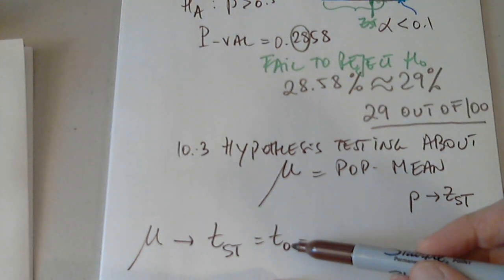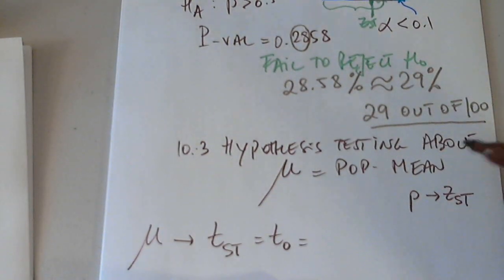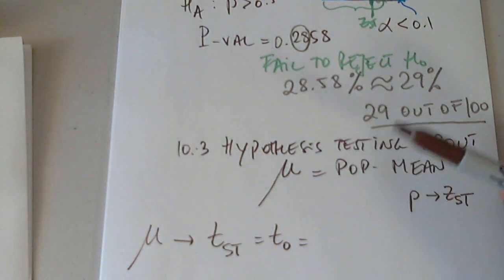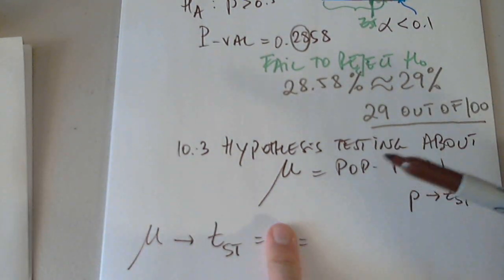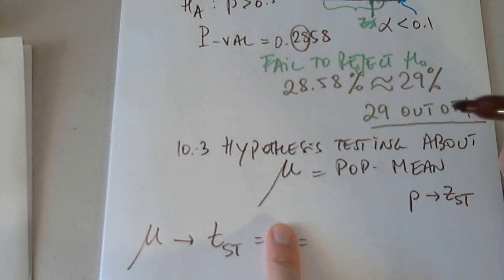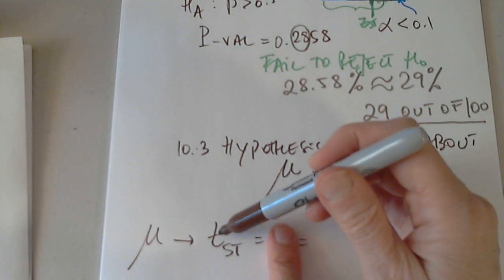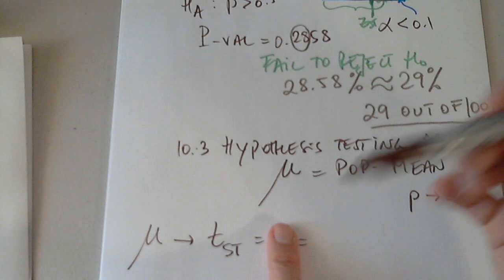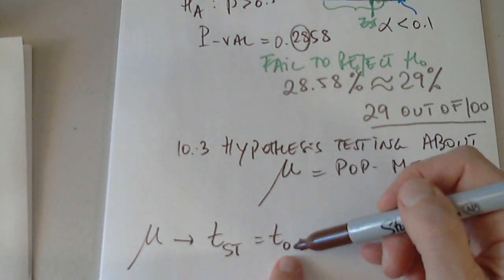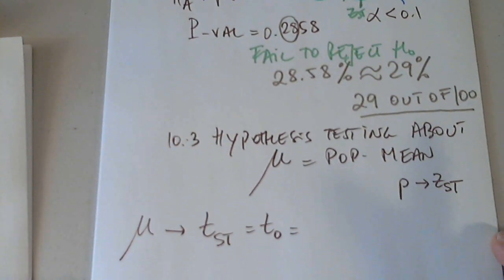The reason why I don't like to use T0 is because it could be confused with P0. P0 is, or mu0, which come from the population. T0 does not come from the population. That's why I don't like to use it. I like to use T statistic, which clearly states that it's coming from the sample that I collected. That's why I don't like this notation, but it's fine.